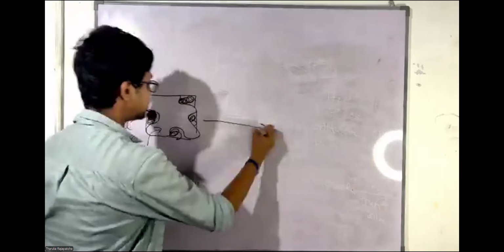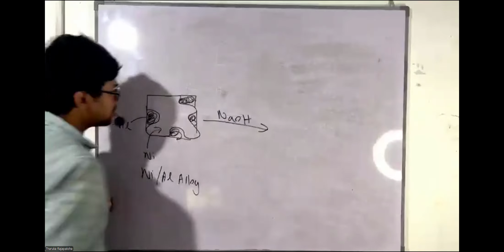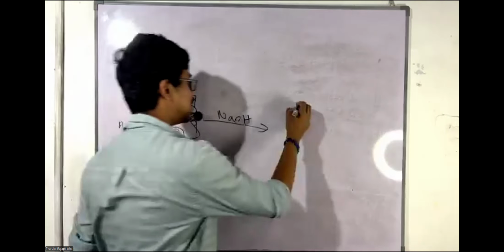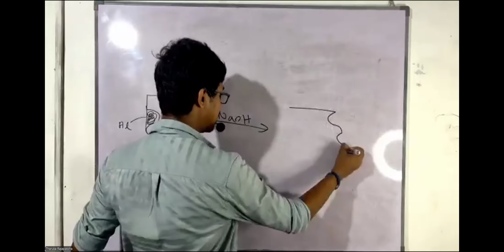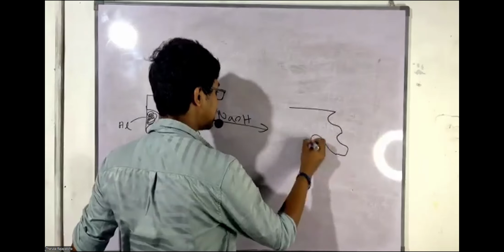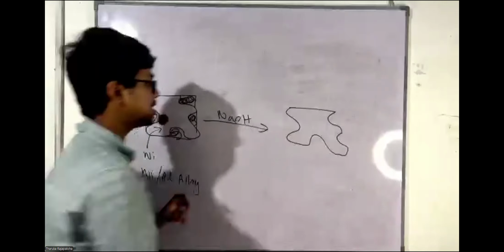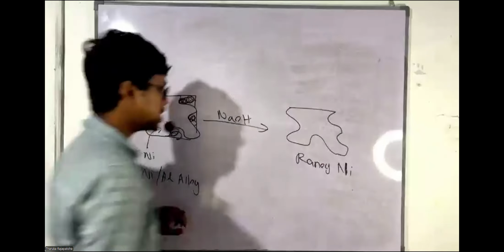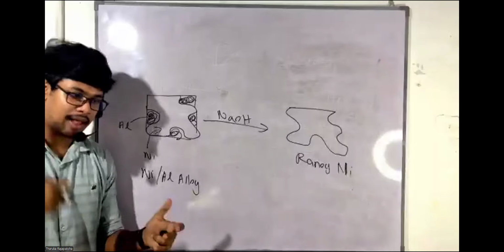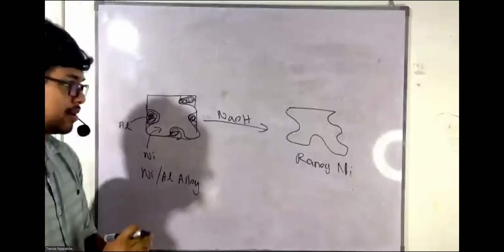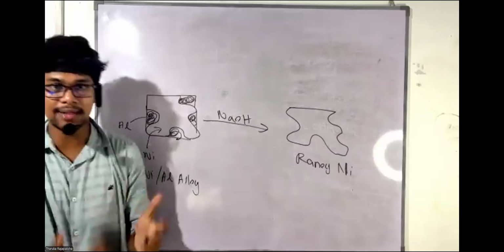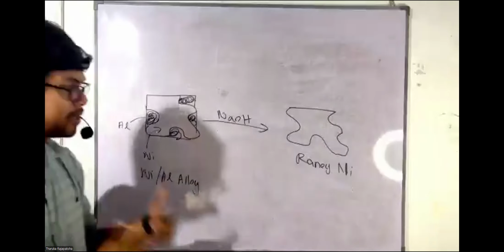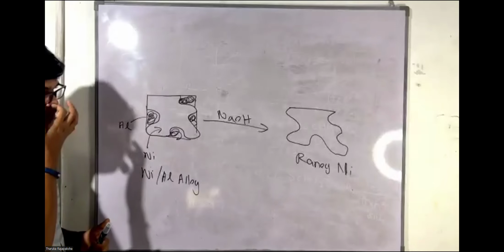What you're going to do is add sodium hydroxide into this, and now what will happen? Aluminium will dissolve away, and now you will get something like this with a larger surface area. This is Raney nickel. The catalytic effect of Raney nickel is larger than the catalytic effect of normal nickel. Why is that? Because the surface area is now larger, so therefore the reactivity is larger.